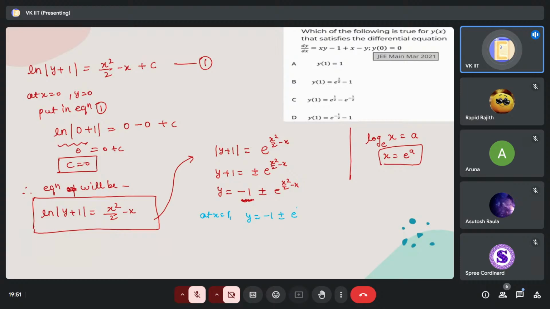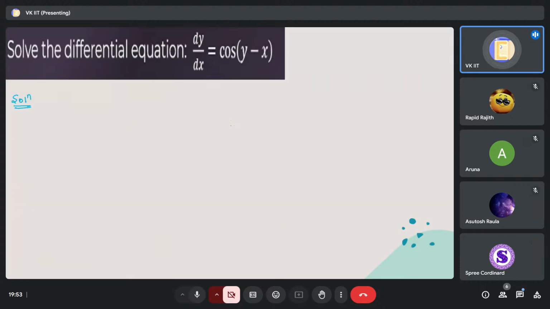Separation of trigonometric formulas. How? Like separation, sir, cos of y minus x would be cos y cos x plus sin y sin x. That will be equal to cos of y minus x. But try to check whether after doing that you are able to separate them or not.